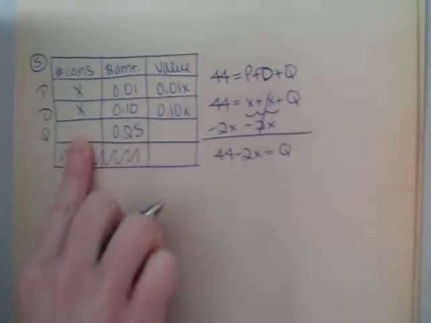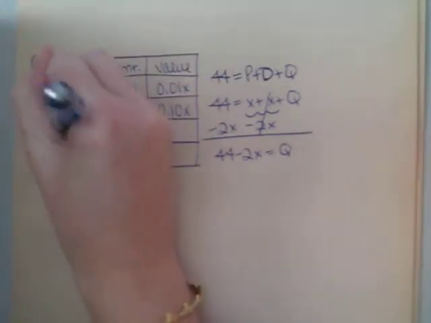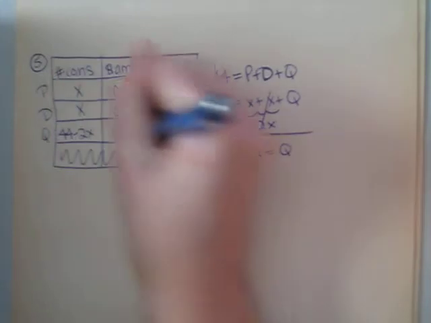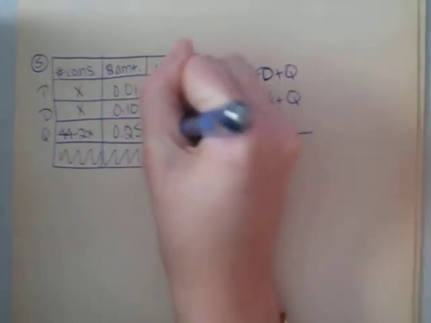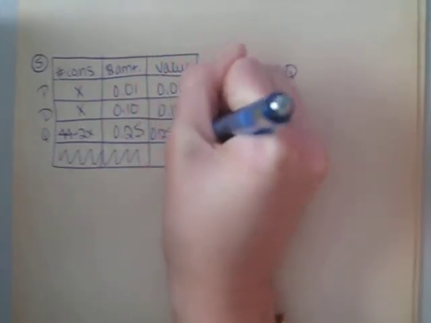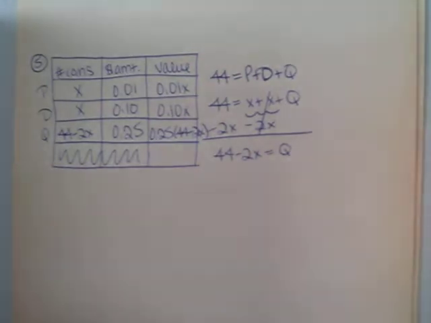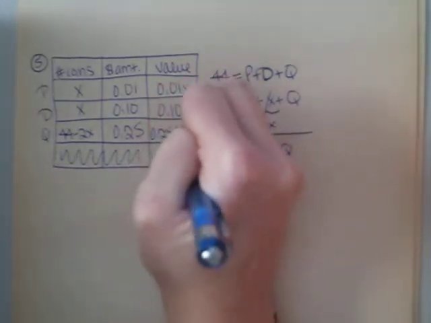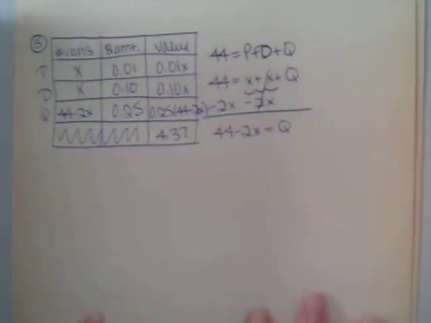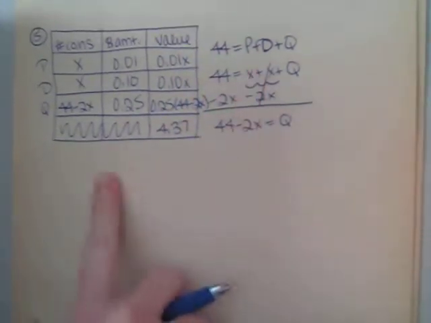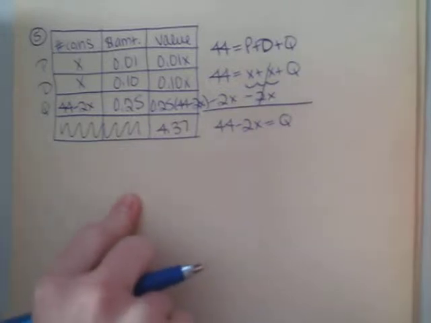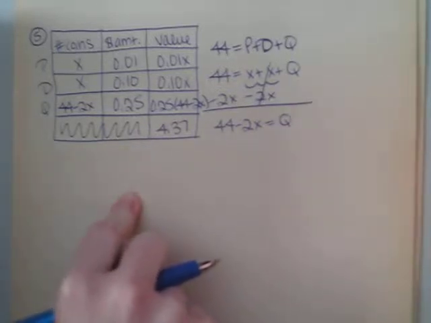So we can put that right over here into the table. 44 minus 2x, multiply across, 0.25 times 44 minus 2x. And the table is given that the total dollar amount is $4.37. Okay, we're doing good so far. So here we have our table. We have everything filled in. And that's the first part of the answer underneath question number 5 on slide 10.